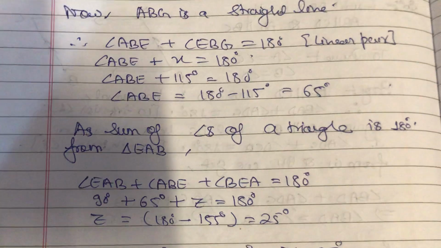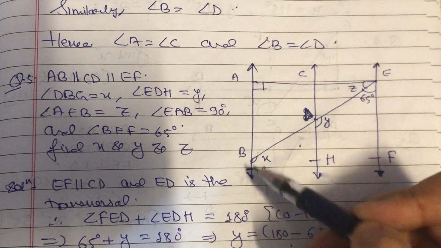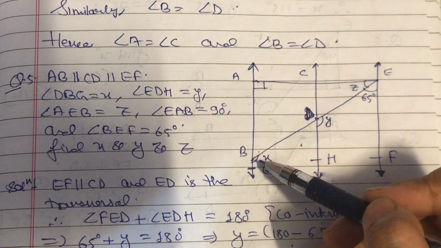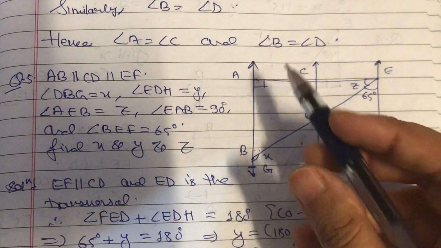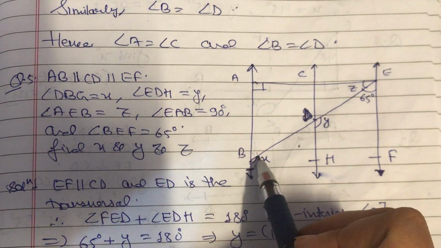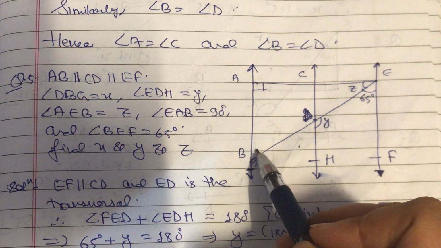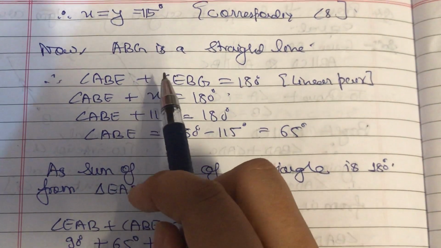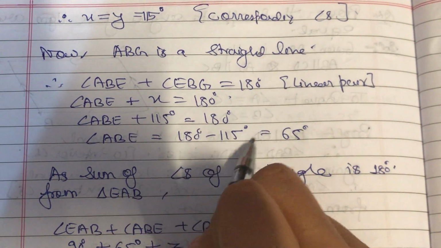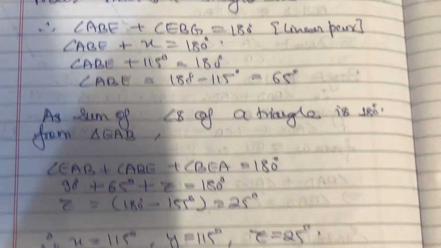Again, over here if you see, ABG is a straight line, right? I know the value of this. So if ABG is a straight line and this is a ray, if I know the value of this, I can find the value of this also, that is 180 minus X. So using that concept, I will solve it by 180 minus 115, which is 65 degrees. So I got the value of all three angles.